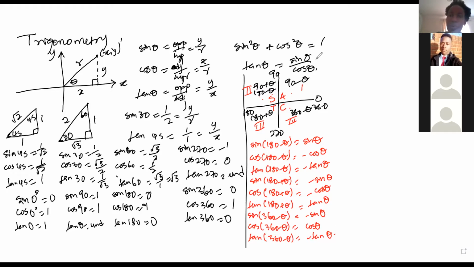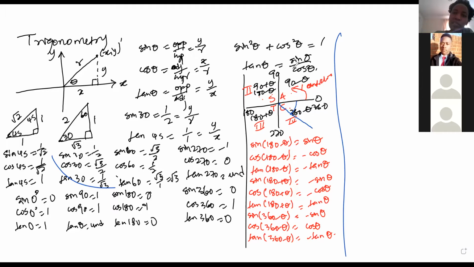Then there is another point, negative angles. So I'm going to use a blue pen. Remember we were going anti-clockwise, starting from 0. Now if you go clockwise, it becomes negative theta.